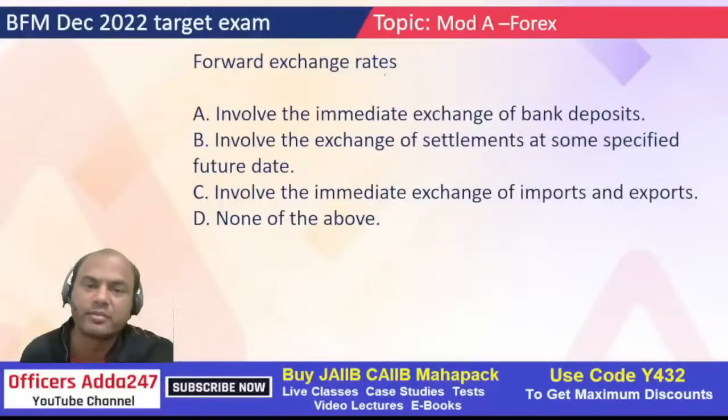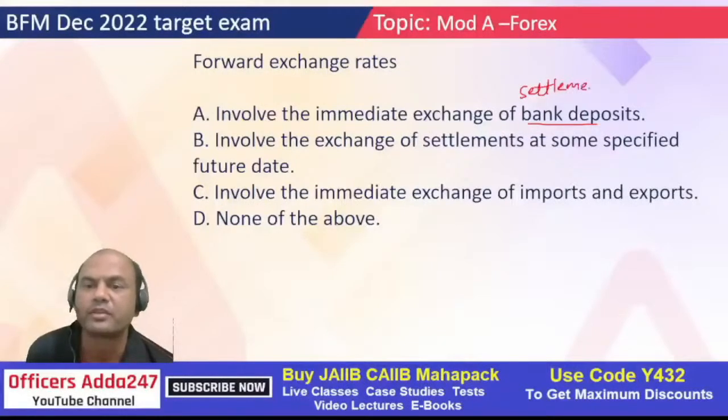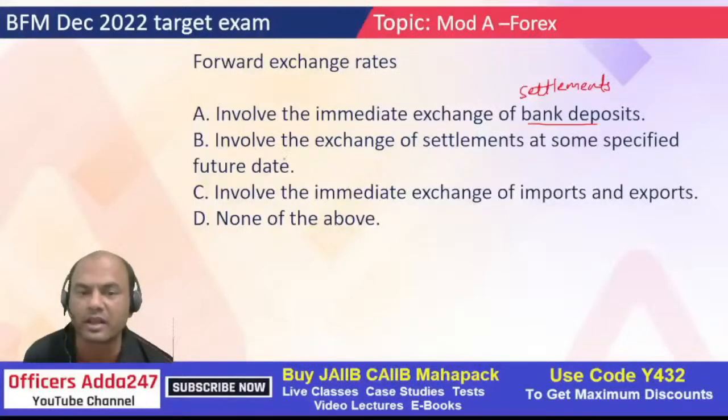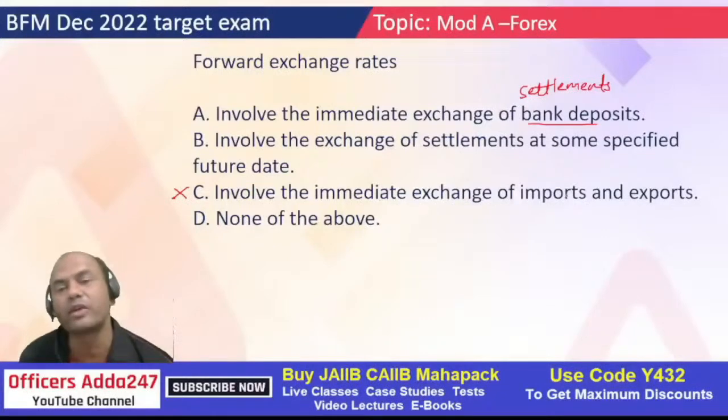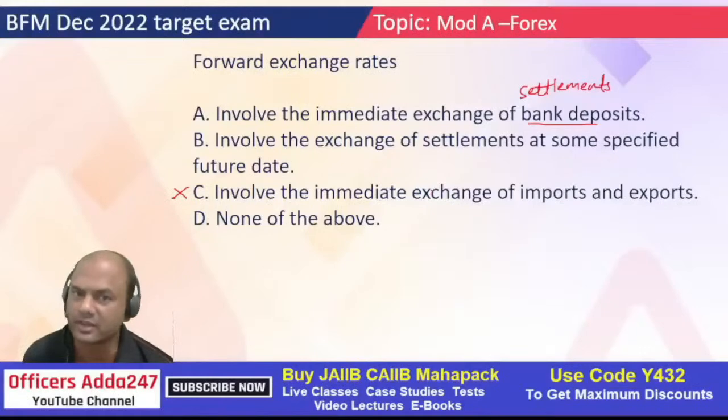Forward exchange rates involve the immediate exchange of bank deposits. Again you can use the word settlement here, because foreign books use the word bank deposits. So: involve the immediate exchange of settlements, involve the exchange of settlement at some specified future date, involve the immediate exchange of export and imports. Firstly, again this C becomes a barter system. So C is out, right? We don't exchange export with import nowadays. Earlier, 1000 years ago, we used to do this.